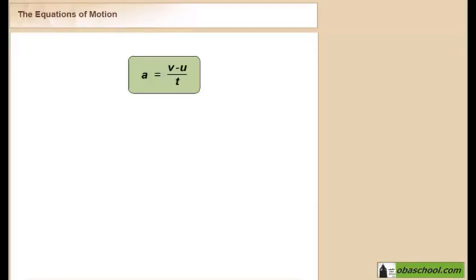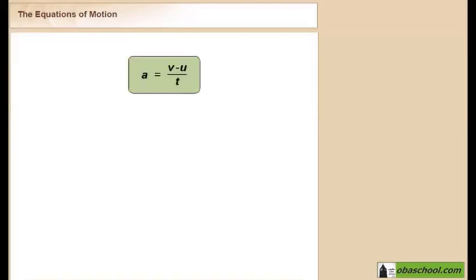Hi, in this tutorial we're going to explain the equations of uniformly accelerated motion. Recall that the first equation of motion states that the acceleration a is equal to the change in the velocity, v minus u, where v is the final velocity and u is the initial velocity, divided by t, which is the time taken.